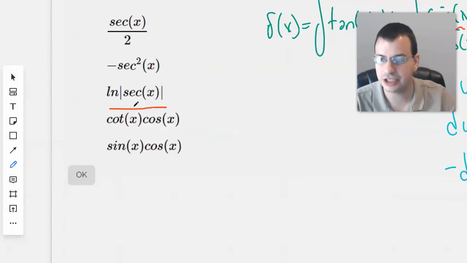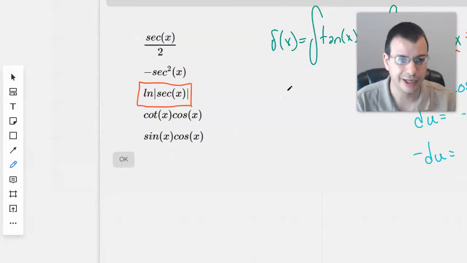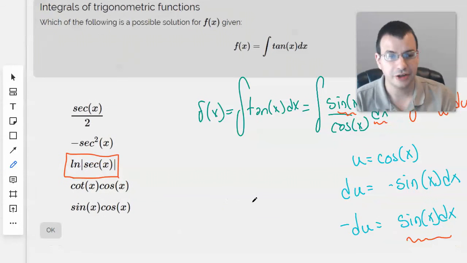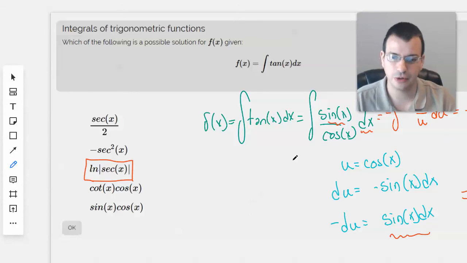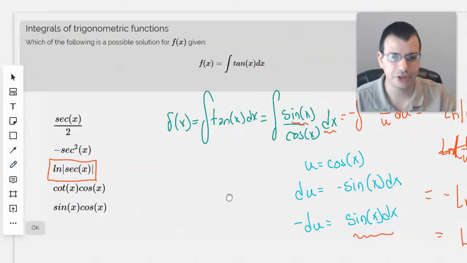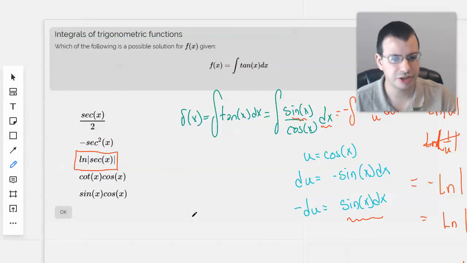So our answer is this one right here, and the only one that has natural log, so that kind of helps too. So that's how you find the integral of tangent of x. Not quite as straightforward as you would think it would be, but still very possible. And yeah, you can do it. Not too bad. Go team.